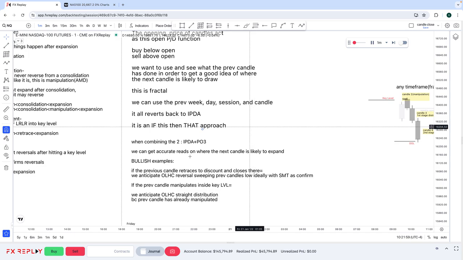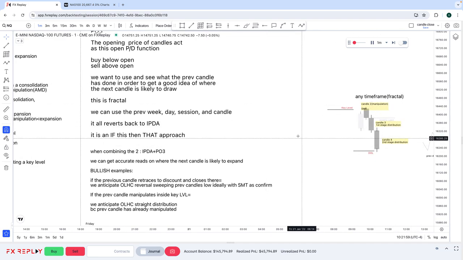What else we got? Oh, the other one. If the previous candle manipulates inside key level, we anticipate open, low, high, close, straight distribution because previous candle has manipulated. And I'm going to get into that right here.